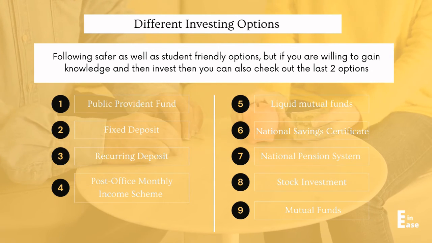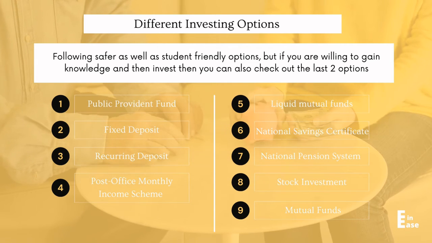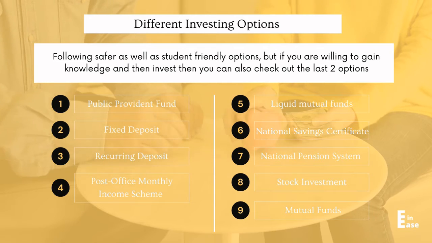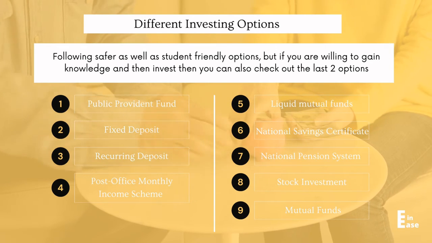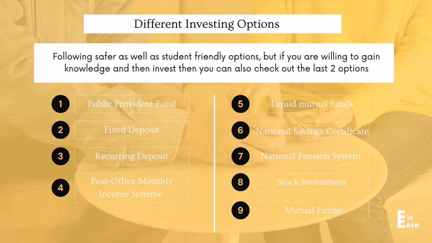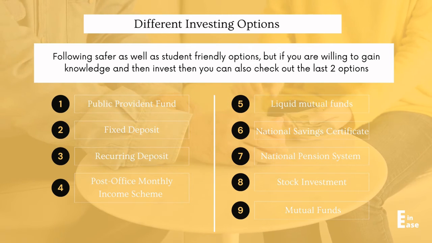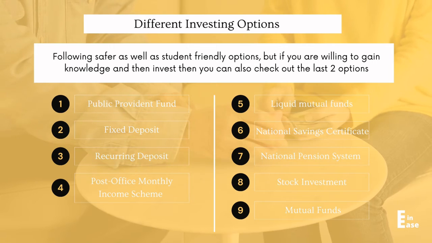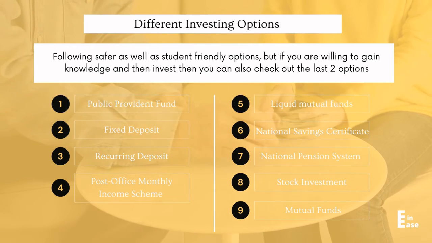If you are willing to learn and invest with discretion, you could also consider the below two options. The first is stock investment. Stock investment is one of the most attractive investment options due to its high return potential. Stock investments carry higher risk and therefore have the capacity to generate high returns. You can expect an annual return of 15% to 18% from stocks if you know the art of investing in the right stocks at the right time.